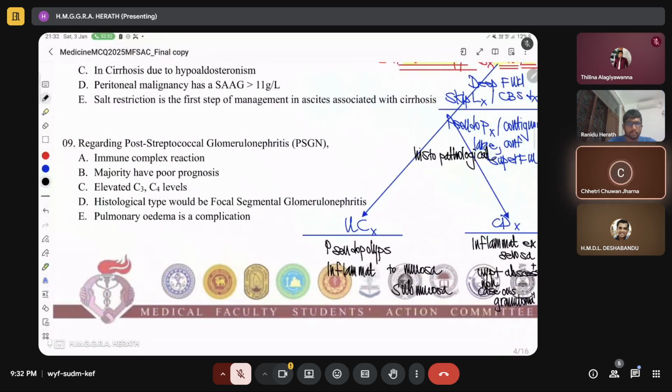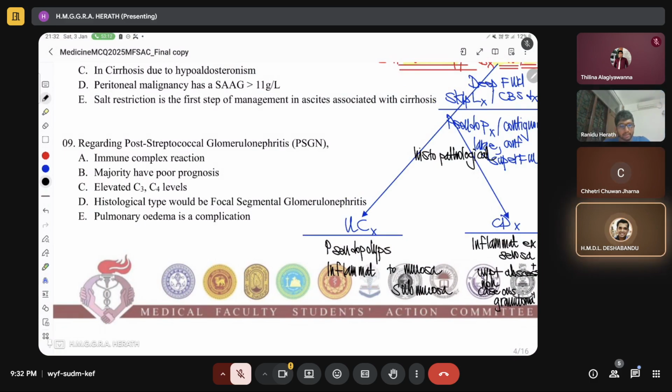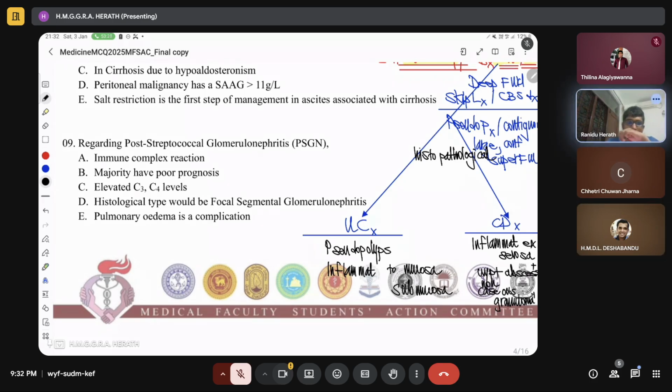Understood? If it involves somewhere other than the large bowel and the rectum, is it always Crohn's disease? Is it? Okay. What did you understand, Jarna? That if there is involvement of areas other than the rectum and colon, it is always Crohn's disease. Excellent.